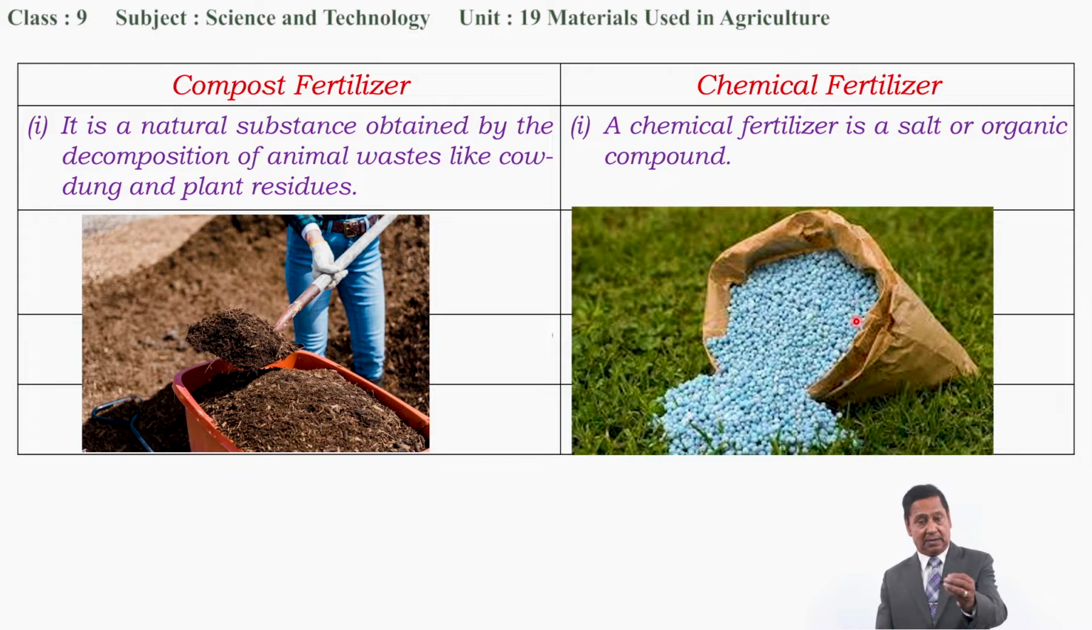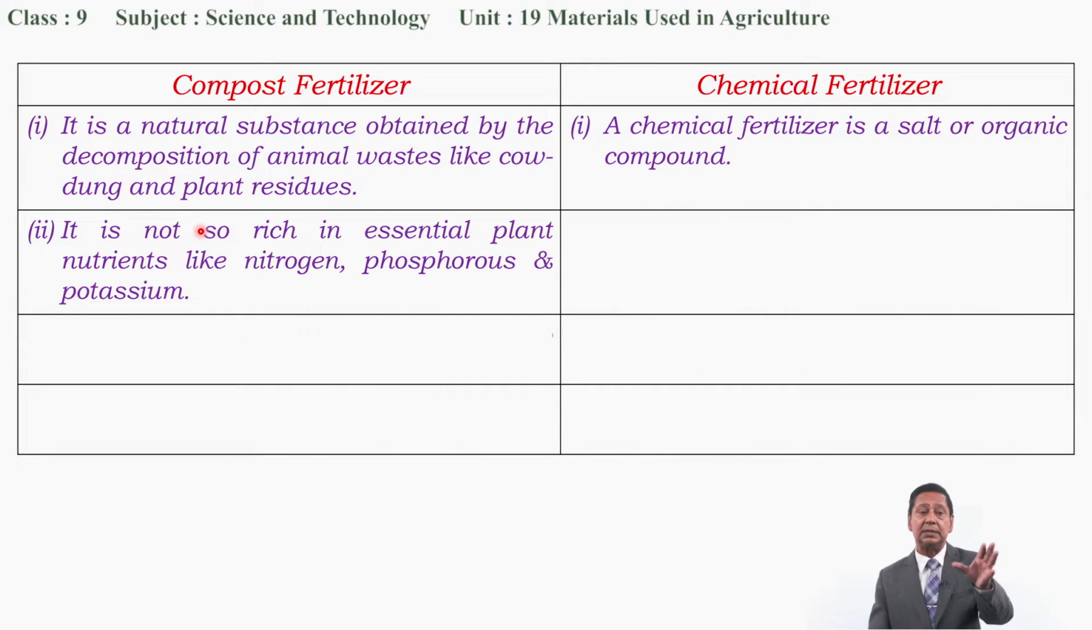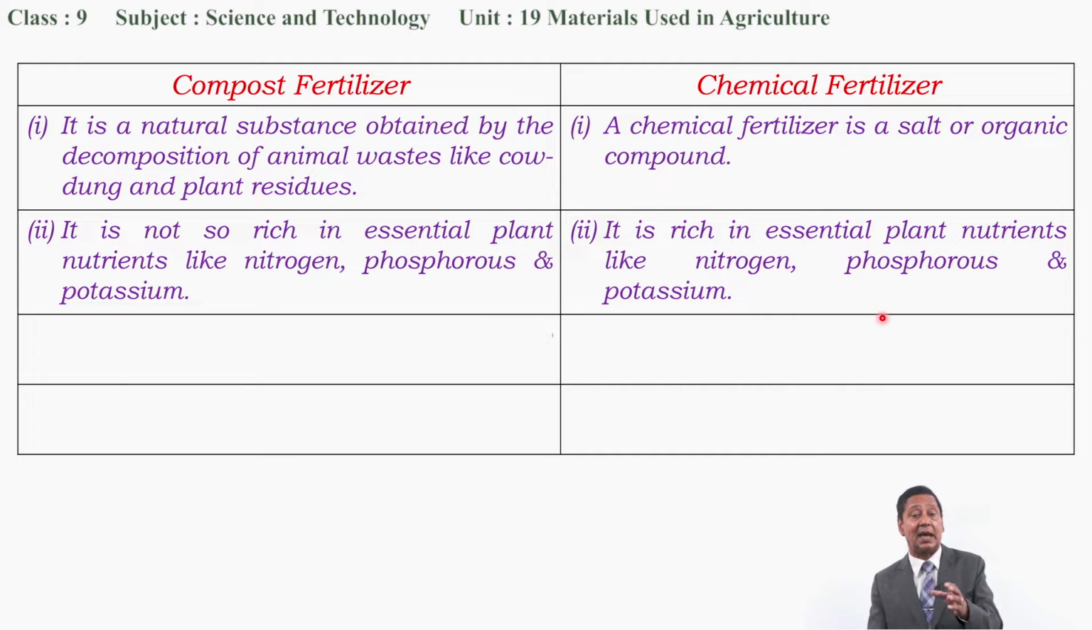It is available in packets, I mean to say maybe 20 kilogram of certain chemical fertilizer in a sack. It comes in compact form. This is urea, one of the appearances of one of the chemical fertilizers. Compost fertilizer can be defined this way and chemical fertilizer can be defined this way. Definition may be one of the differences between them. Now next, compost fertilizer is not so rich in essential plant nutrients like nitrogen, phosphorus and potassium, but this chemical fertilizer is rich in essential plant nutrients like nitrogen, phosphorus and potassium.